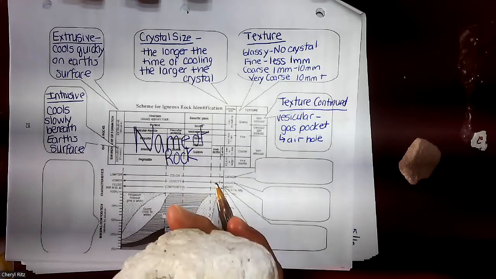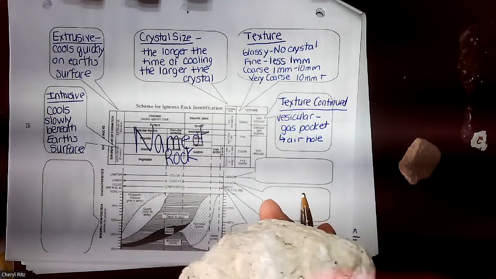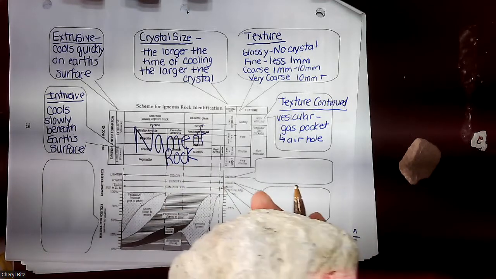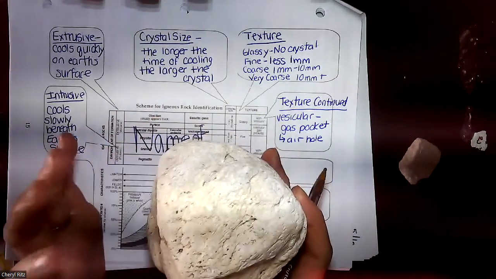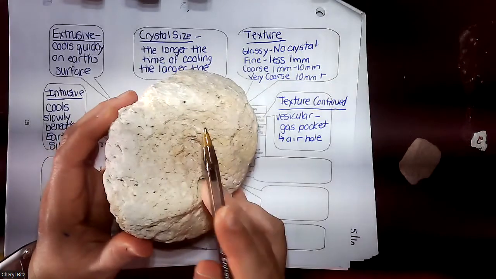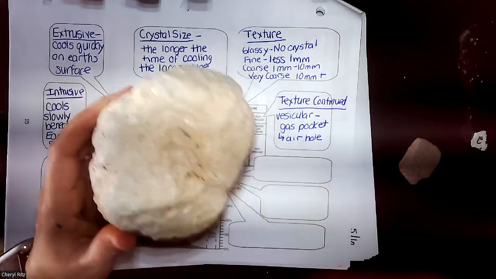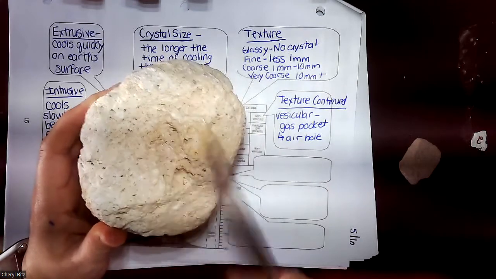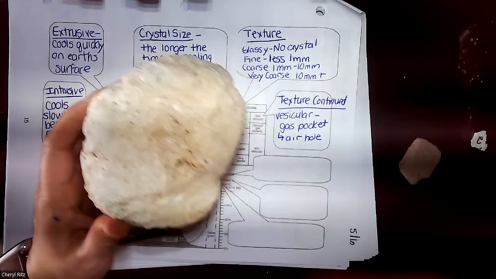How do you think that air pocket got stuck in the pizza crust? There's air, and then the pizza crust cooked around it. The same thing happened here, but instead of cooking, it cooled so fast. So see all these air pockets? It cooled so fast that it hardened around the air pocket, the air bubble, just like the pizza crust cooked around an air bubble.